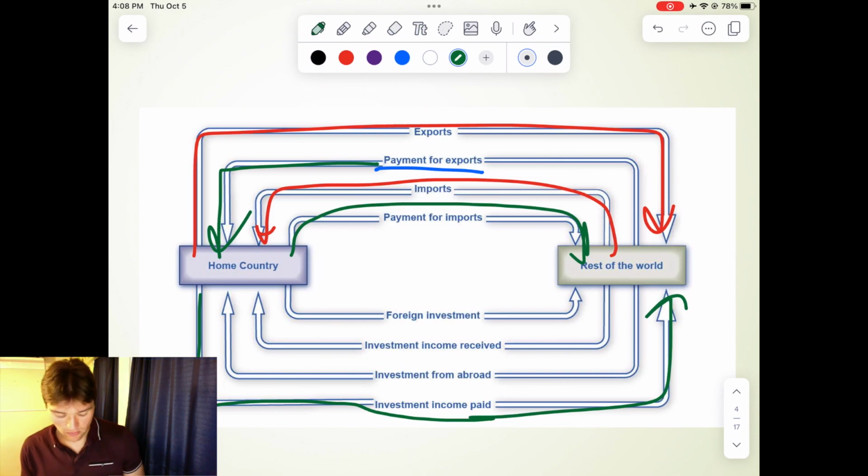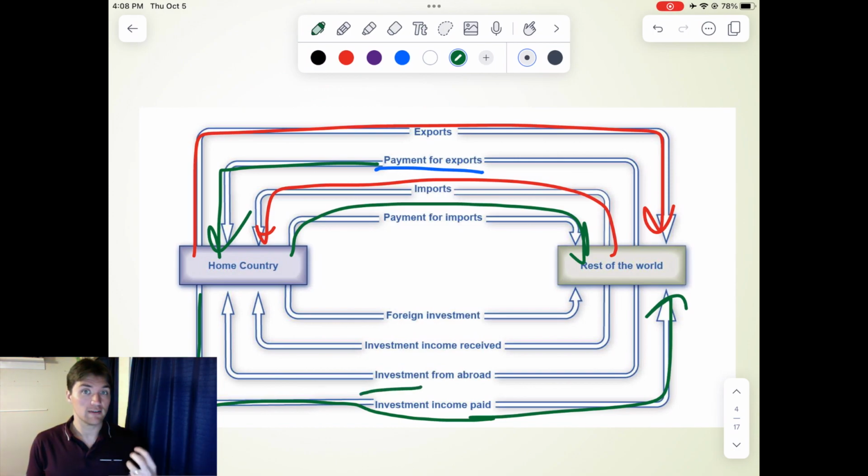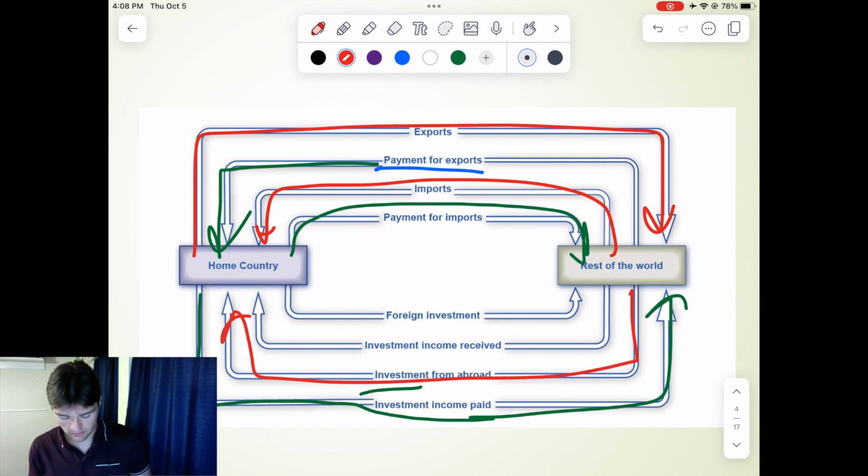And so when you are collecting on your investment, so you are getting your investment from abroad, this right here is your interest.